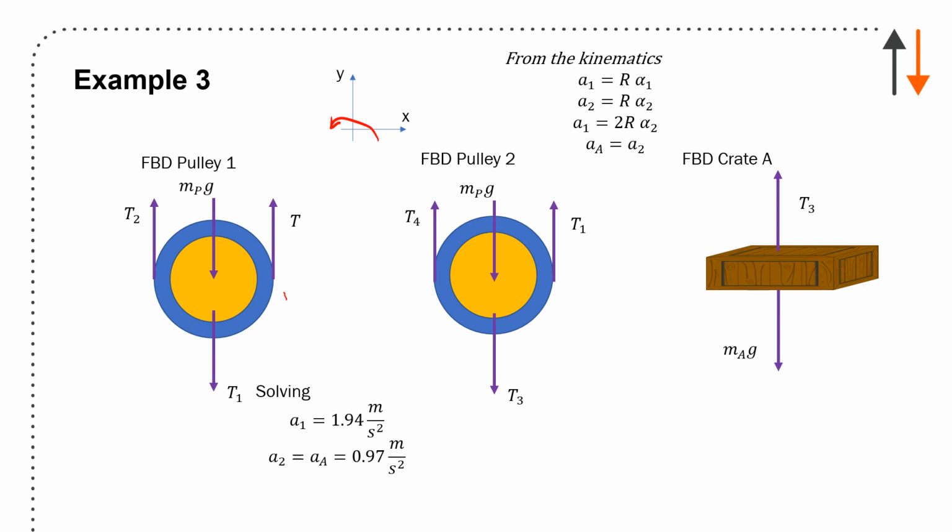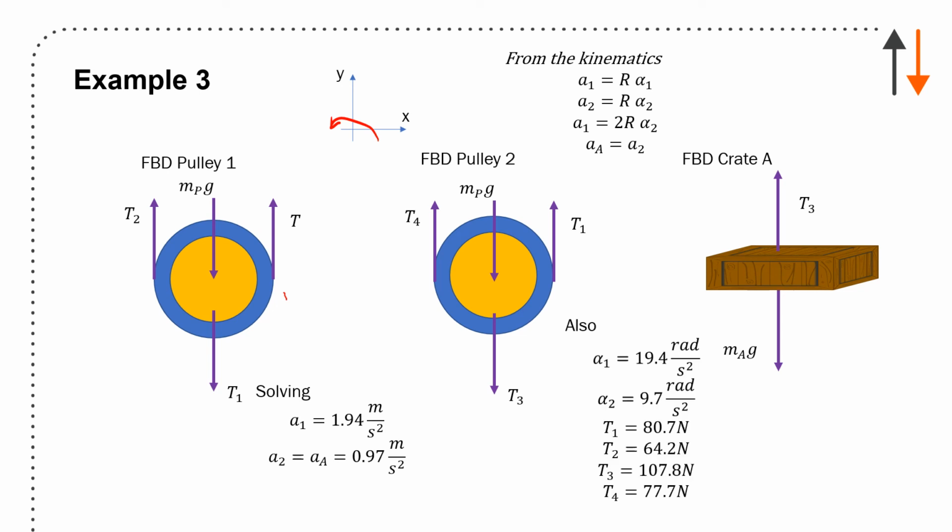Acceleration of A equals 1.94 meters per second squared. Acceleration of 2 equals 0.97 meters per second squared. If you're curious, the rest of the terms are here. Alpha 1, alpha 2, 19.4, 9.7 respectively. T1 equals 80.7. T2 equals 64.2. T3 equals 107.8. T4 equals 77.7 newtons.